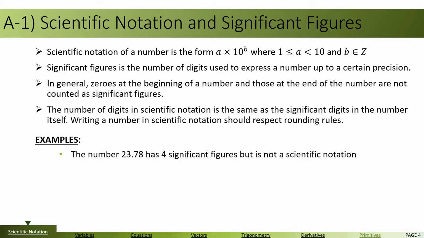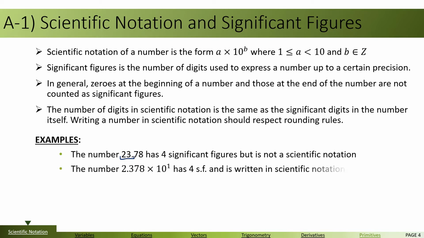The number 23.78 has 4 significant figures, but it's not in scientific notation simply because the number 23 isn't between 1 and 10. Take the same number and write it as 2.378 times 10 to power 1. It still has 4 significant digits, 2, 3, 7, and 8, and it is now written in scientific notation thanks to the multiplication by 10 to power 1.